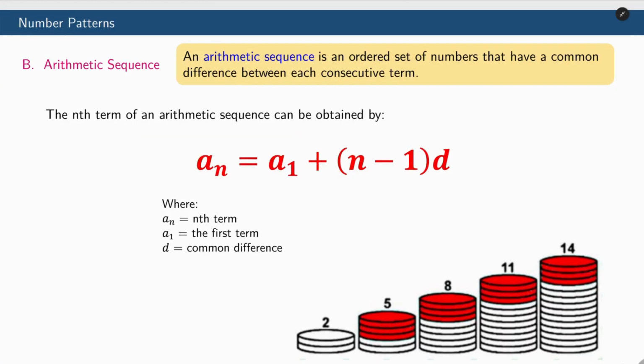The nth term of an arithmetic sequence can be obtained by the following formula. a sub n is equal to a sub 1 plus the quantity n minus 1 times d, where a sub n is the nth term that we are trying to solve for, a sub 1 is the first term, and small letter d is the common difference.